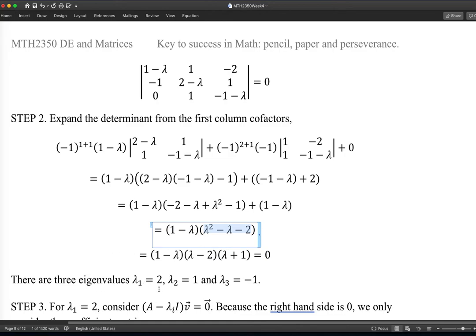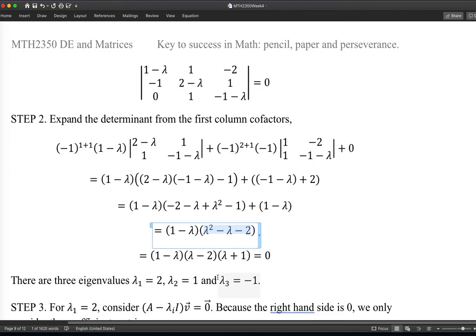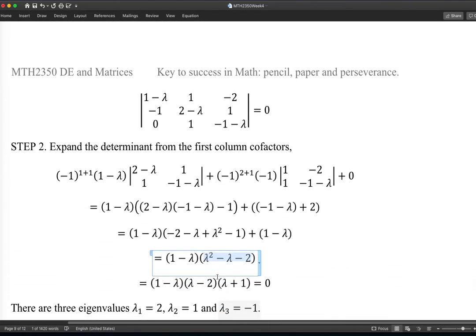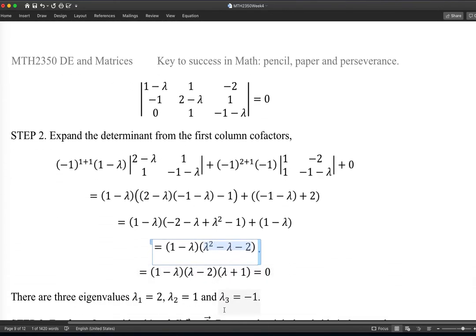There are 3 eigenvalues. Lambda 1 equals 2, lambda 2 equals 1, and lambda 3 equals -1. And basically, this is the example from the textbook. So I'm trying to identify lambda 1, lambda 2, lambda 3, in the same order as in the textbook. Okay.